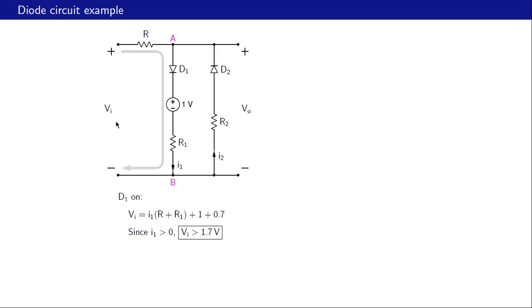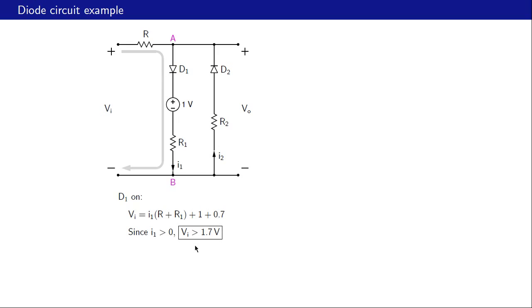And in this situation, the input voltage VI is given by KVL. It is equal to this voltage drop plus 0.7 plus 1 plus this voltage drop across R1. Now this voltage drop across R is R times I1, because this same I1 is flowing through R as well. So we have I1 times R plus 1.7 plus I1 times R1. So that is our VI. And what it means is that VI must be greater than 1.7 volts, because this term can only be positive, because the diode can only conduct in that direction. So therefore I1 must be positive.